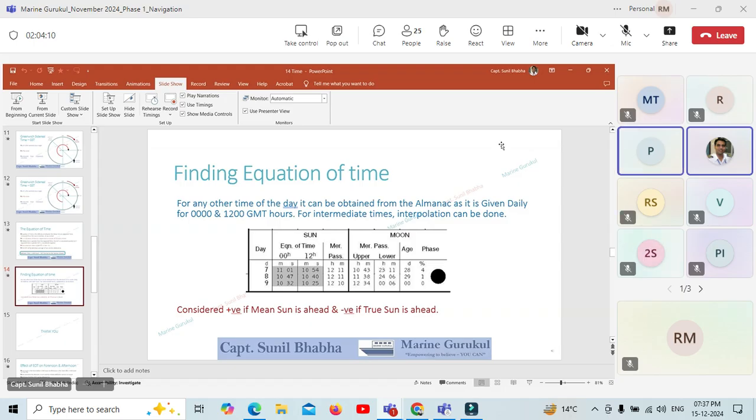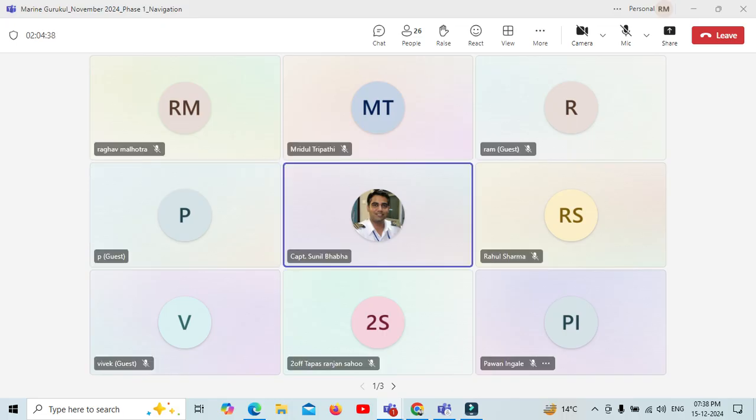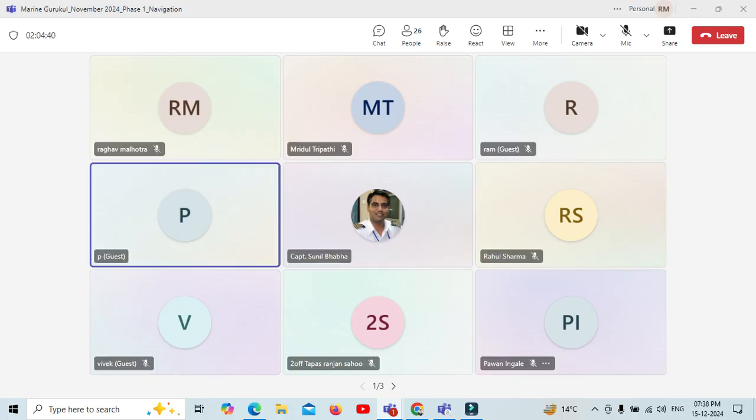Go ahead. Sir, in the almanac page, if we are looking at August 31st and 1st September, there is some different marking, sir. Can you explain this one? Like the first 1200 hour and first September 00 hour, sir. Okay beta, what marking is there? Underline, sir, this one.